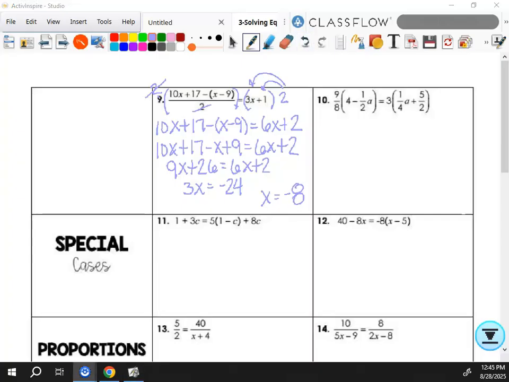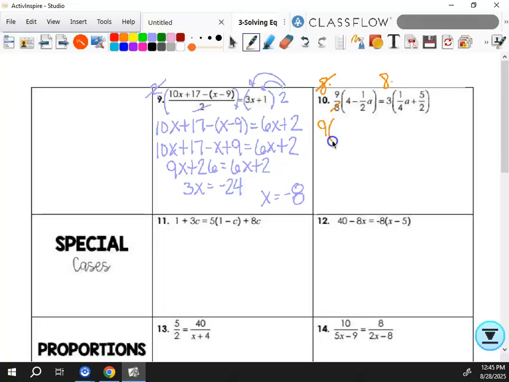Okay, number 10, here we go. Do we want to start by distributing? No, would you rather start by getting rid of the fraction? At least one of them, right? We can't start by working on the inside stuff, but we can on the outside stuff. So what do we think we want to multiply both sides by? 8, very good. So we'll multiply both sides by 8. When we do that, these cancel out.